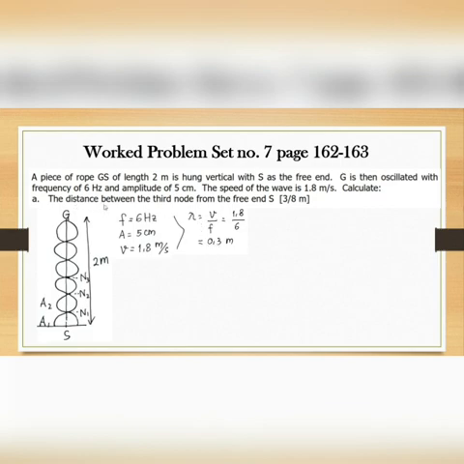So if I want to find the distance of the third node from the free end, this is the first node, the second node, the third node. So the third node from the free end is 1 and 1/4 lambda. Or you can use this equation: the third node will be (2 times 3 minus 1) over 4 lambda. Yeah, so this is 5 over 4 lambda. And if we calculate, this is 3 over 8 meters from S, from the free end S.